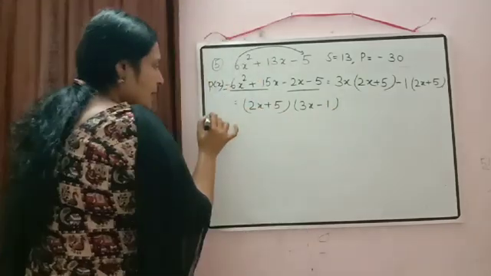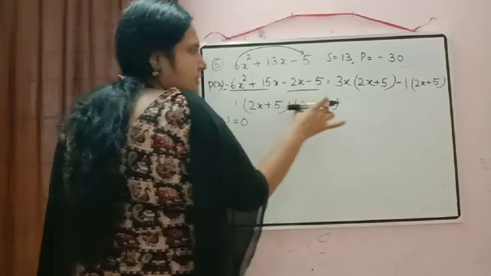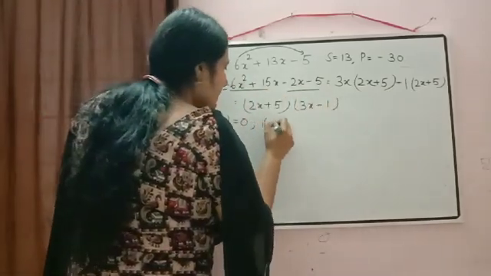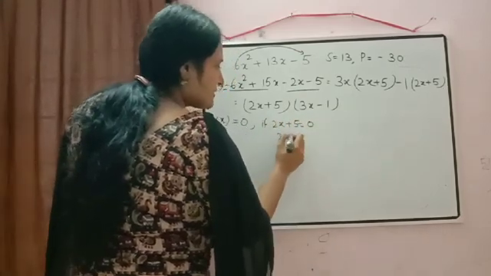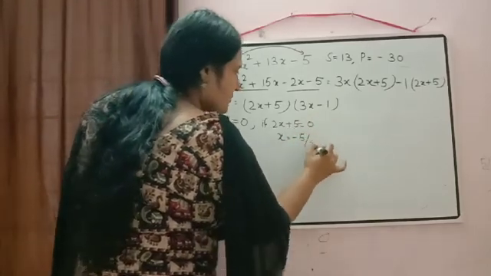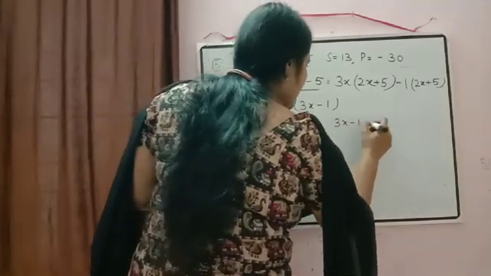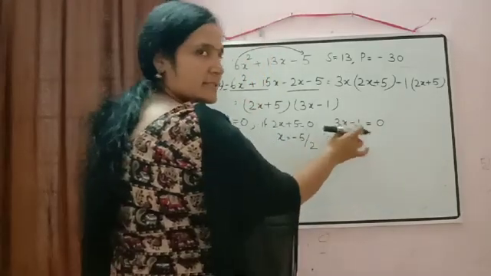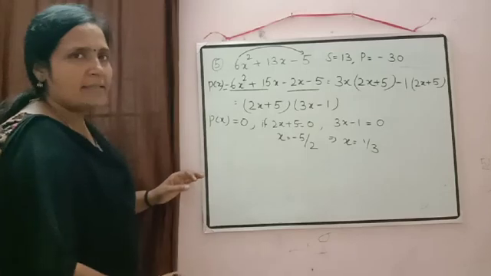So again p of x will be equal to 0 if either this expression or this expression is equal to 0. If 2x plus 5 is equal to 0, then what will be the value of x? 2x is equal to minus 5, then we will get x is equal to minus 5 by 2. Or if 3x minus 1 is equal to 0, then what will be the value of x? 3x is equal to 1, then we will get x is equal to 1 by 3.